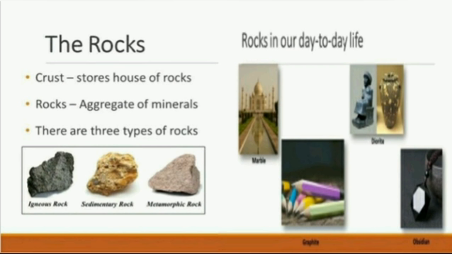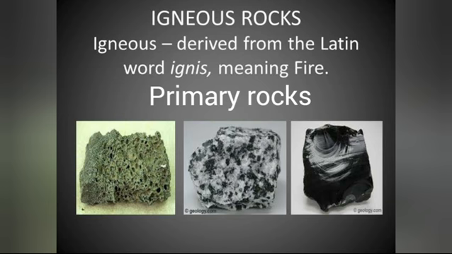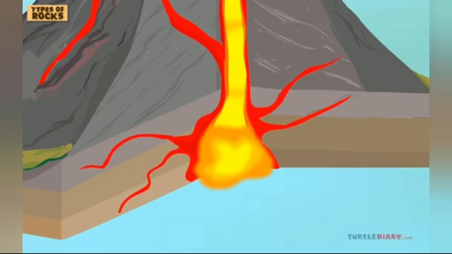The next term, rocks. Crust is the storehouse of rocks containing minerals. Based on formation, there are 3 types of rocks: igneous, sedimentary and metamorphic. Here is a video for you to understand the formation of all the 3 rocks. So watch it carefully. This is called magma. When magma cools, it becomes rock.